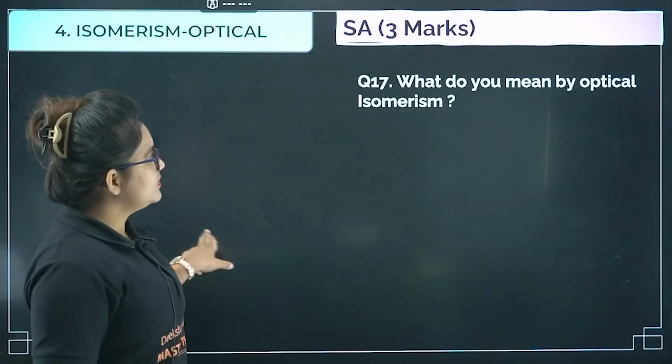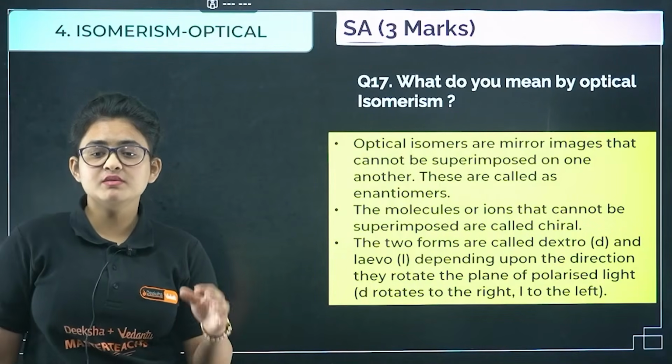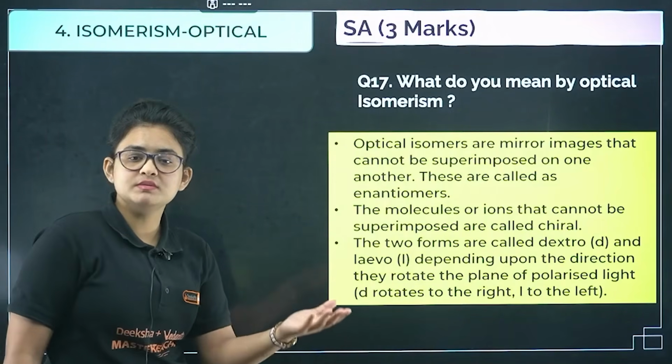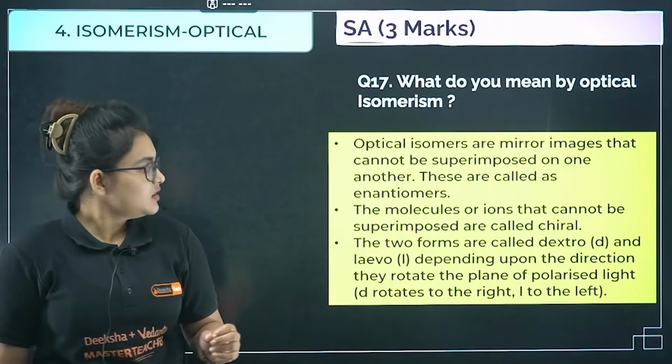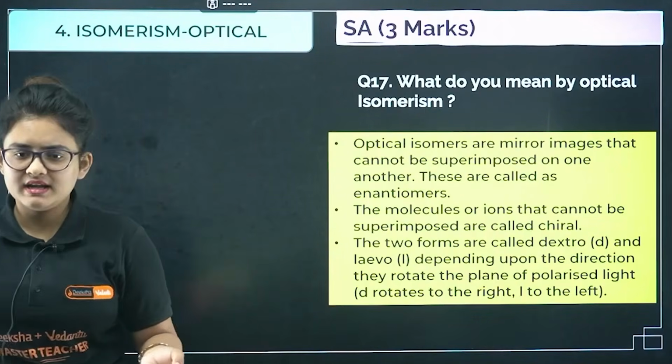Let's proceed. What do you mean by optical isomerism? Optical isomerism means they will have mirror images, non-superimposable mirror images. These are called enantiomers. They are also called chiral compounds.